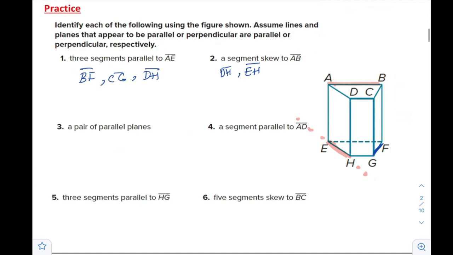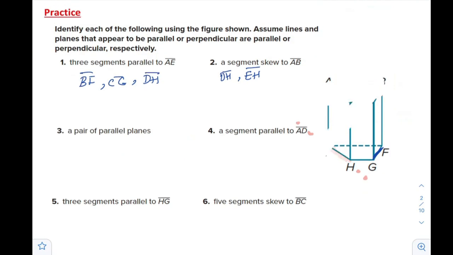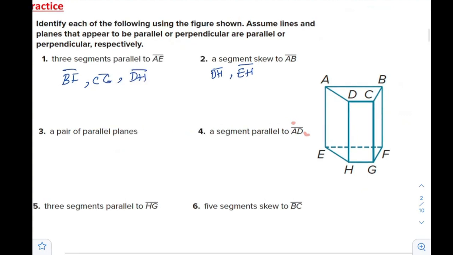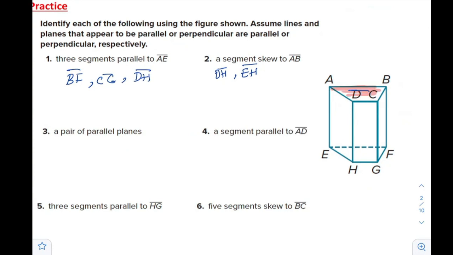Question 3, a pair of parallel planes. Now, the only parallel planes that we have here, do we have only one? We actually have two. This one is parallel to that one, two bases that are parallel to each other. So we can say that plane ABC is parallel to plane HGF.